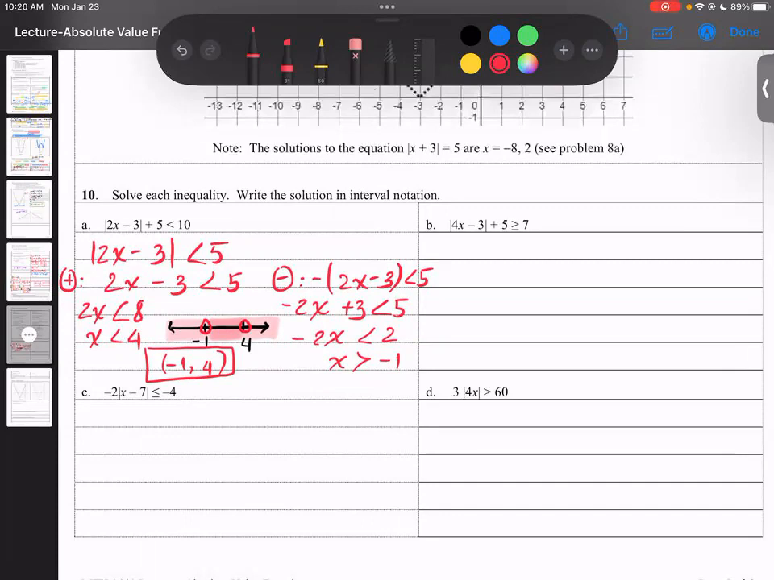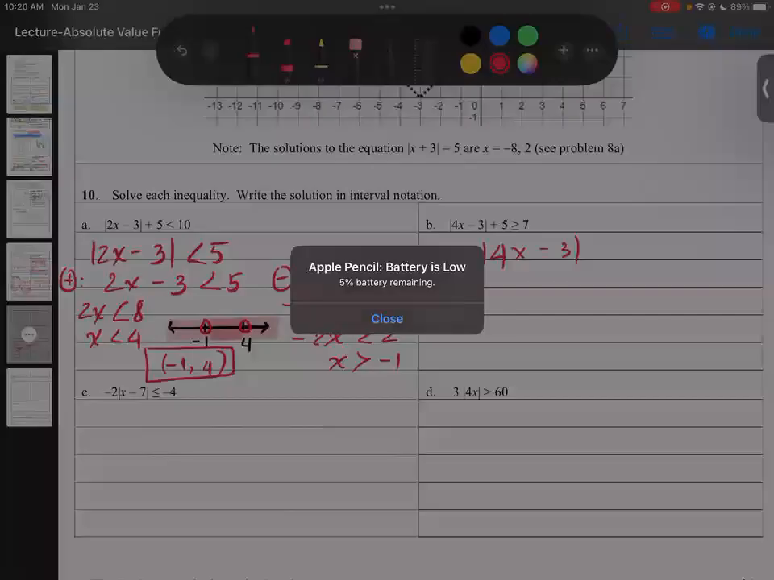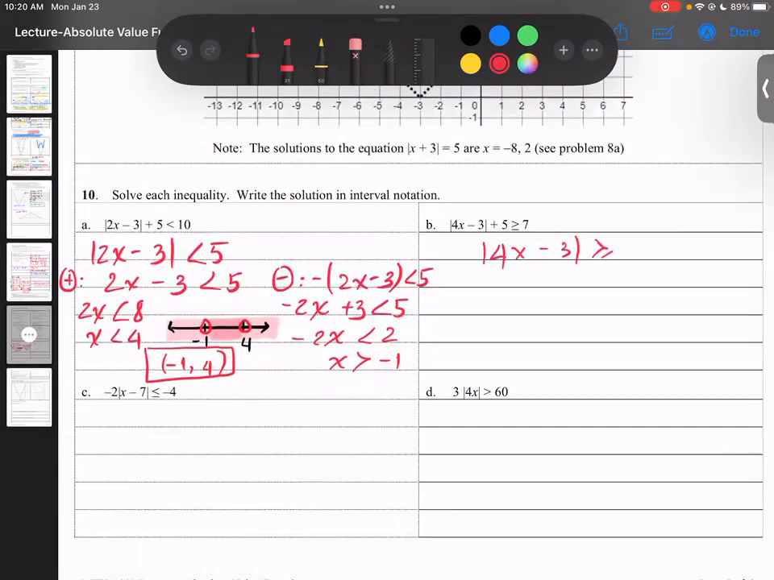Okay, let's do this. So isolate the absolute value. Absolute value of 4x minus 3 greater than or equal to 2. The positive case: 4x minus 3 greater than or equal to 2. And the negative case: negative (4x minus 3) greater than or equal to 2. 4x greater than or equal to 5, x greater than or equal to 5/4. So what do you get?